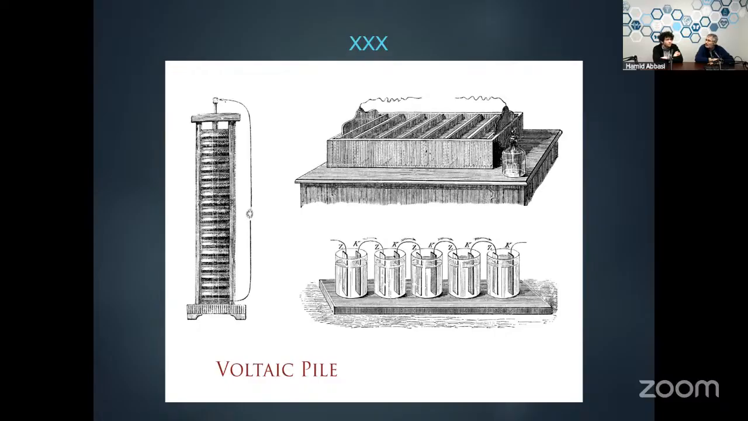Depending on how many plates, the number of plates says what voltage Mr. Volta has. That makes sense. The size of the plate tells you the current, or ampere.